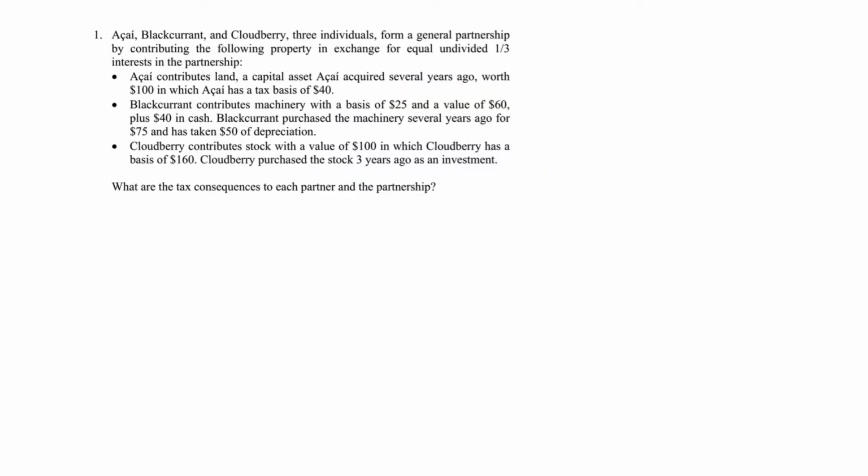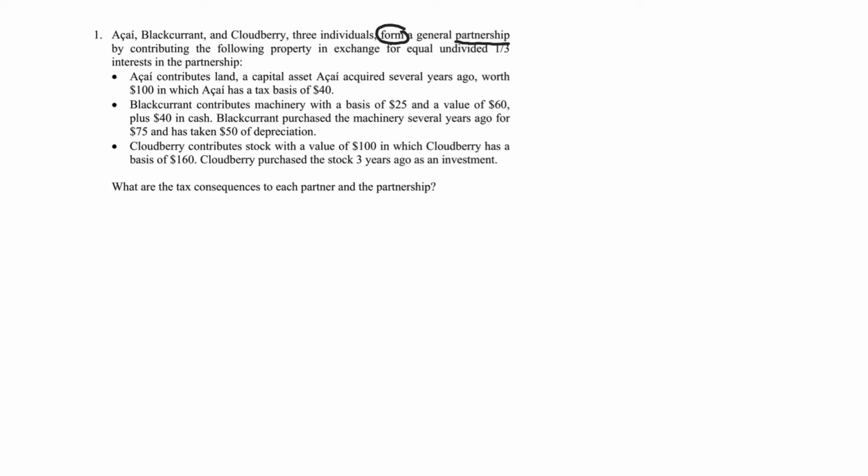So this is partnership problem 1. We got 3 partners or 3 individuals, Acai, Blackcurrant, and Cloudberry. They form a general partnership, so that's going to be extremely important because they're forming a partnership, and they contribute the following pieces of property in exchange for 1/3 interest in the partnership. So we can just call these A, B, and C.